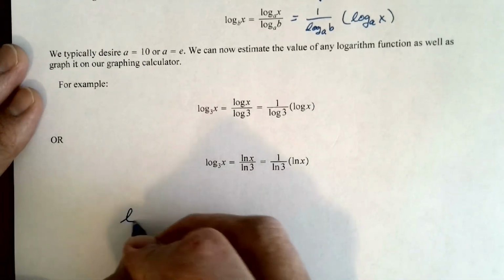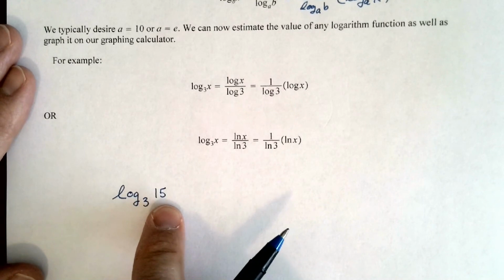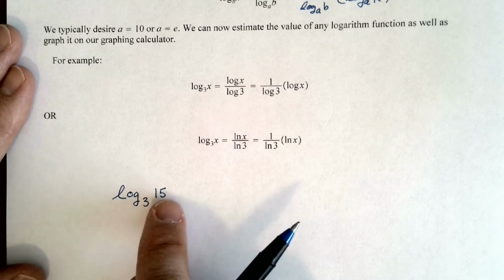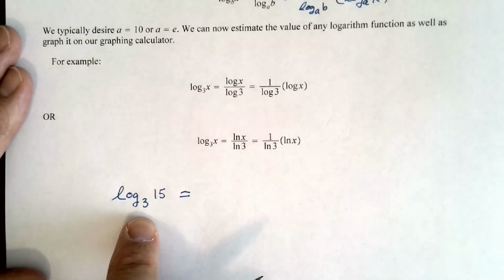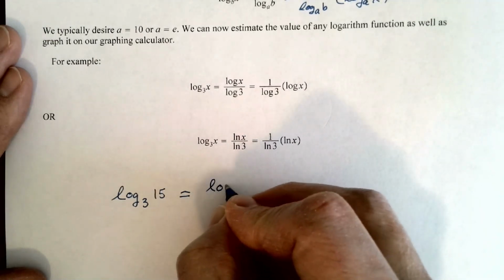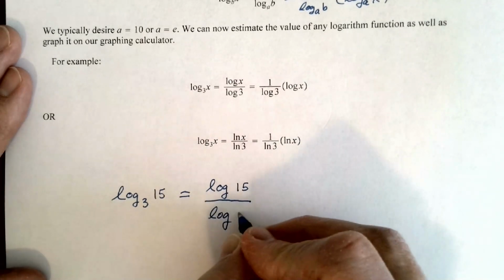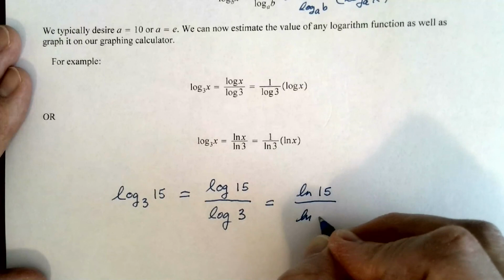So for instance, if I wanted to calculate log base 3 of 15, that's the power of 3 needed to get 15. 3 to what power equals 15? Well, 3 squared is 9, 3 cubed is 27, so it must be some power between 2 and 3. I don't know what it is. If I don't have a log base 3 button on my calculator, I can't even calculate or approximate that. But I can use either the common logarithm, log base 10 of 15 divided by log base 10 of 3, the base I'm changing from. It's also equal to log base e of 15 over log base e of 3.